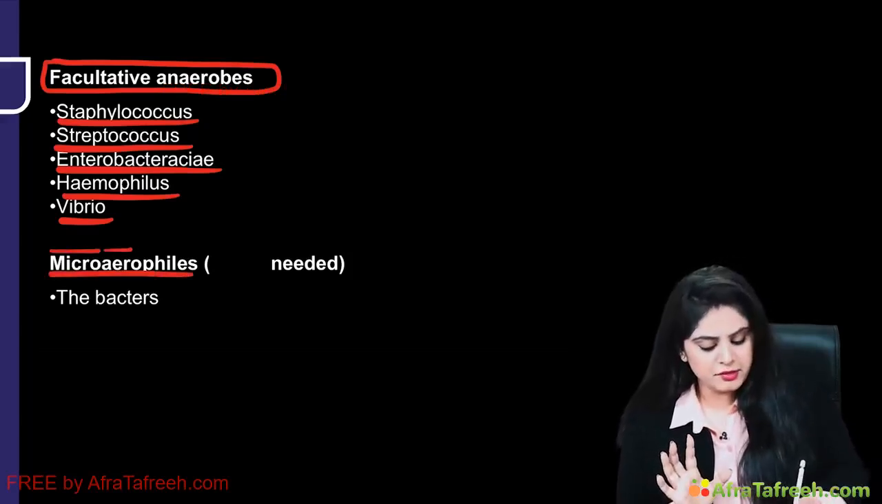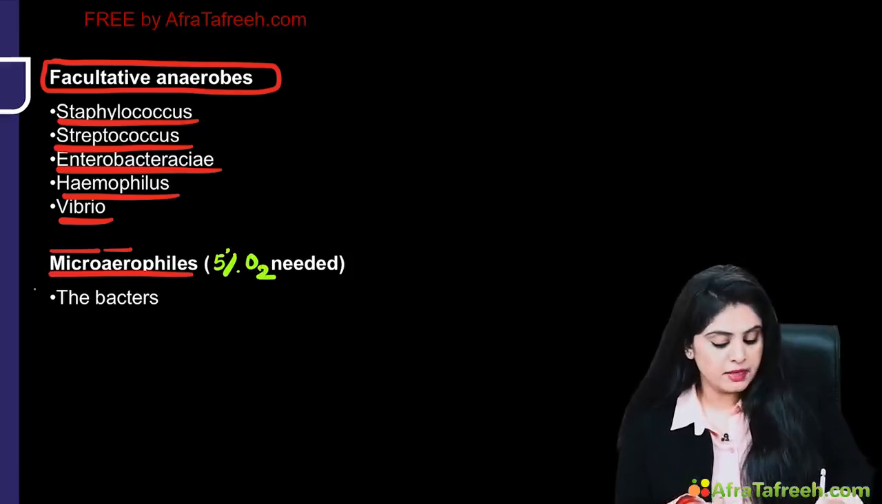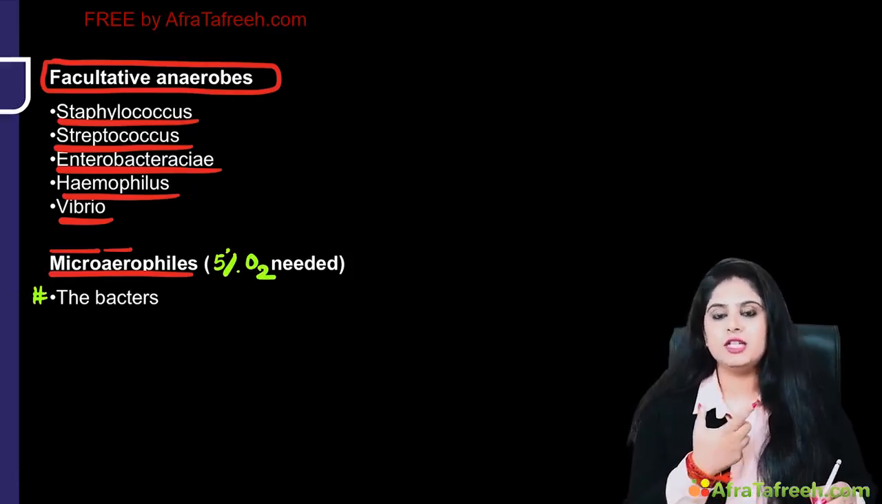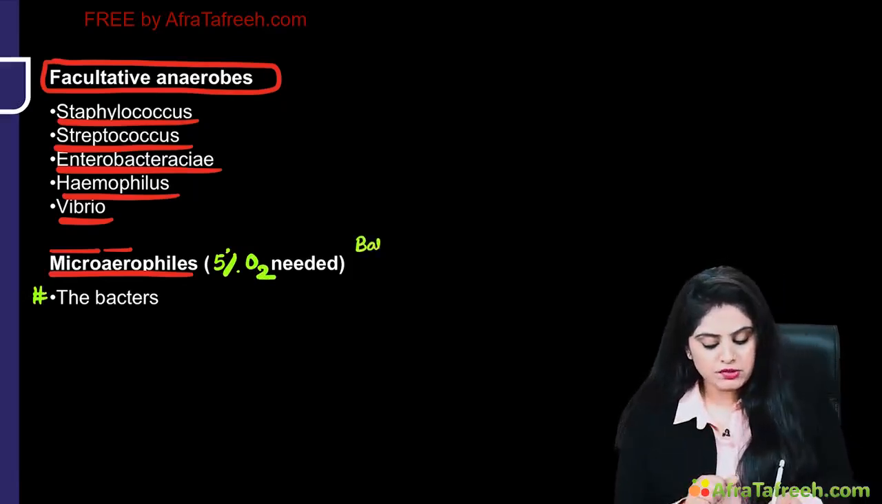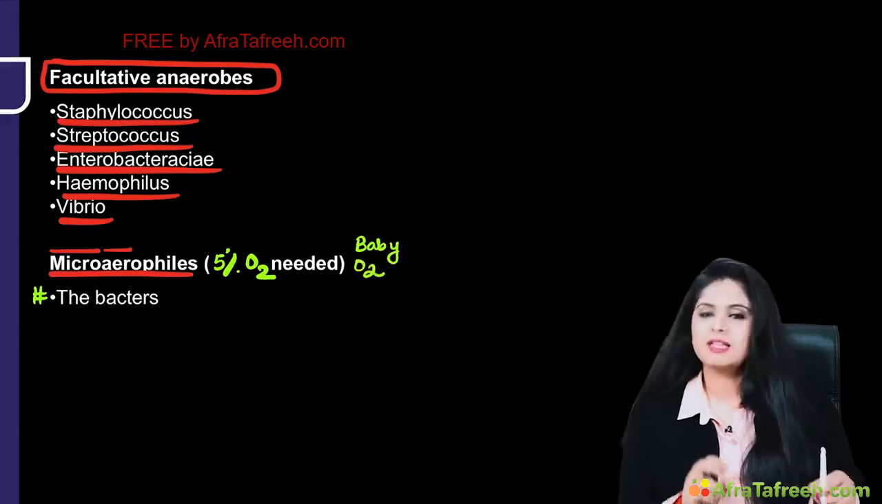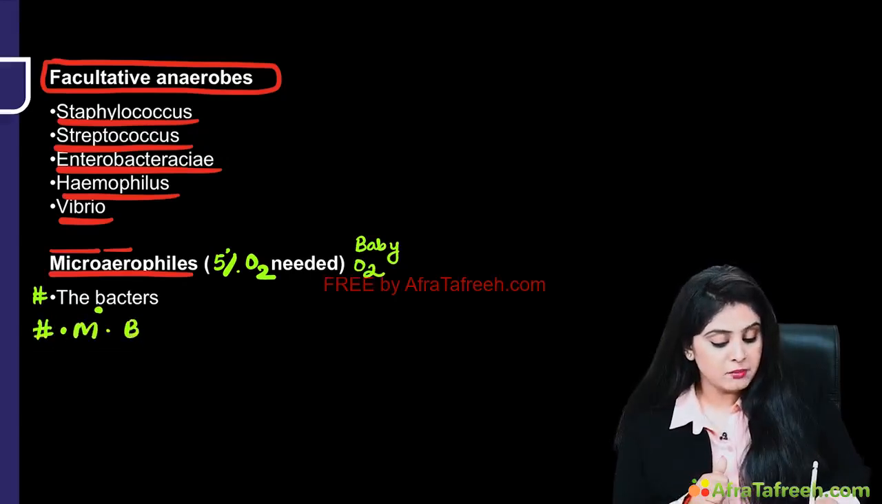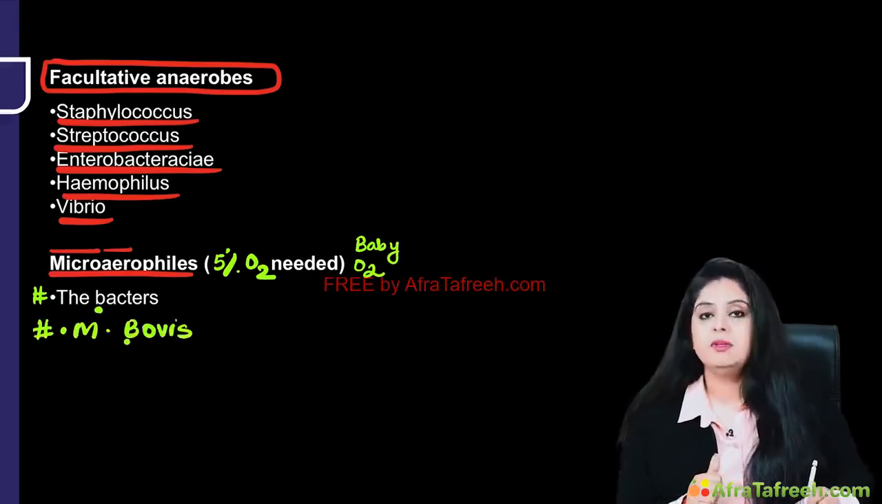How much? 5% oxygen. So how much is a little bit of air? 5% oxygen. Basically, a little baby amount of oxygen they need. Baby amount of oxygen means 5% oxygen. So a baby amount of oxygen is needed by these bacteria. Also note Mycobacterium bovis also needs a baby amount of oxygen.